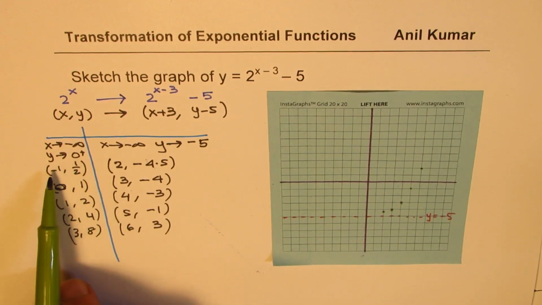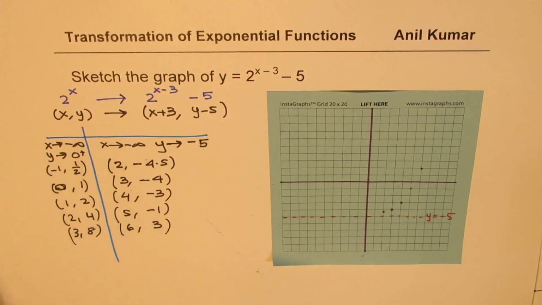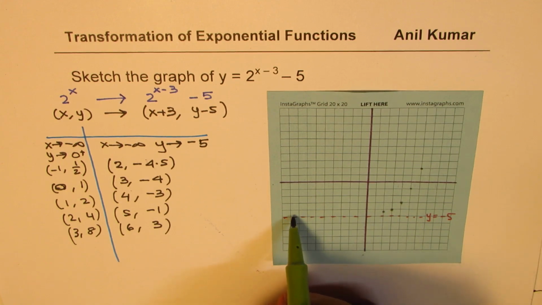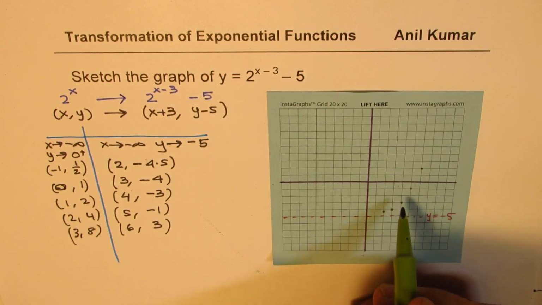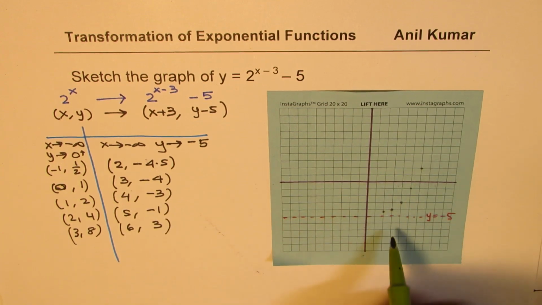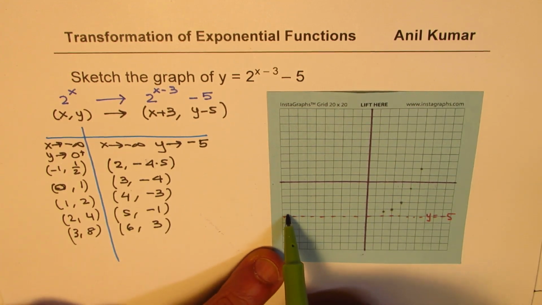So we could take some more with negative value of x, for example. But anyway, we know it is approaching, right? This value, which is minus 5. So we could extend this graph in this fashion, right?